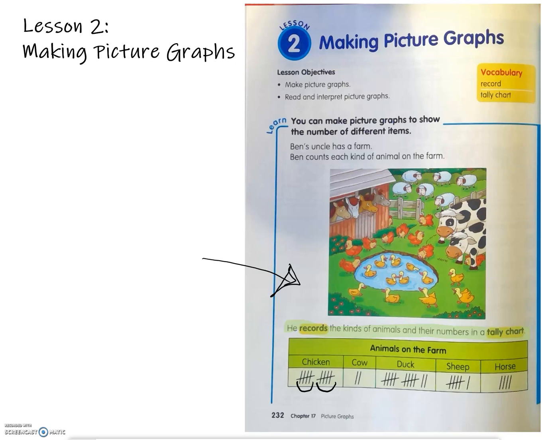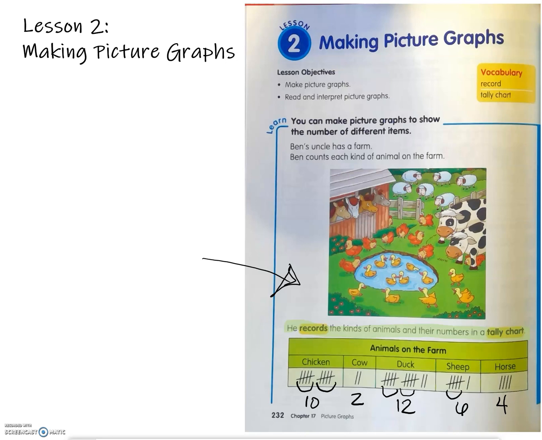So the number of chickens in this picture should be 10. The number of cows is 2. The number of ducks, if I count the 5s first, is 10 plus 2 is 12. 5 plus 1 is 6. And there are 4 horses. Now, this information here can help me make my own picture graph.